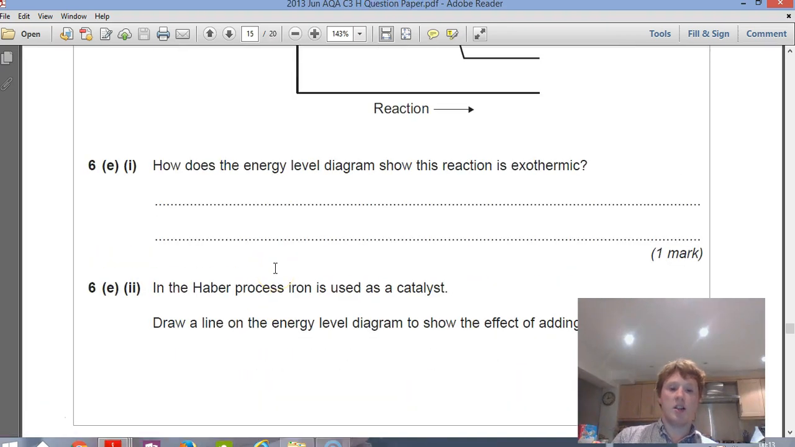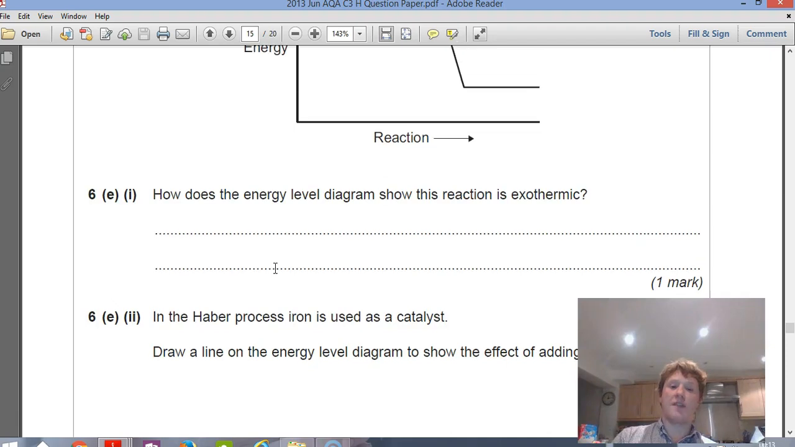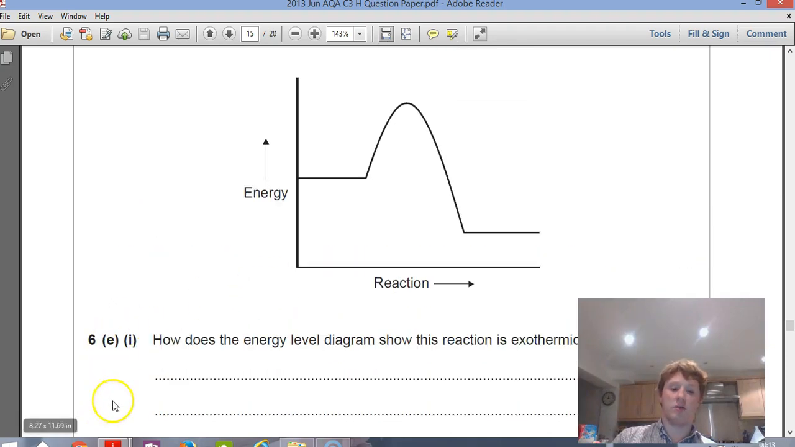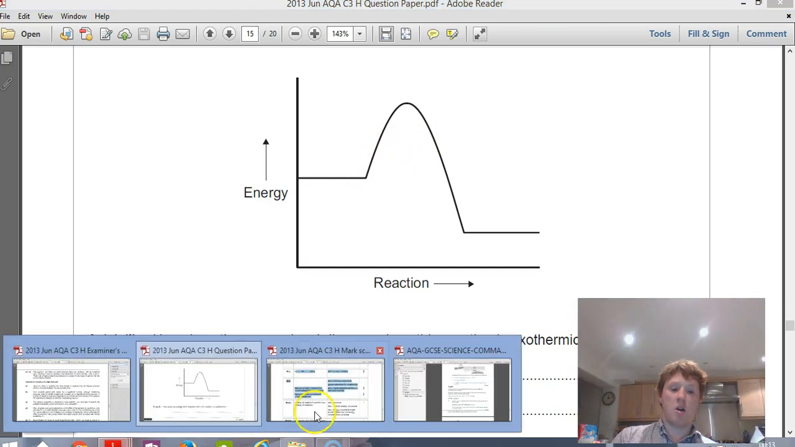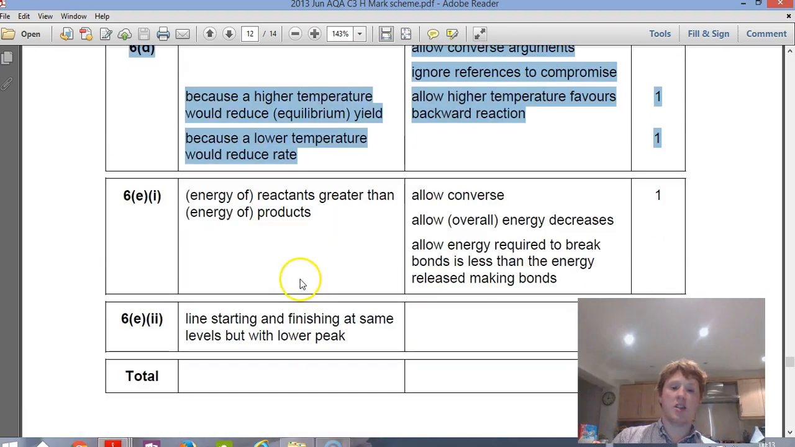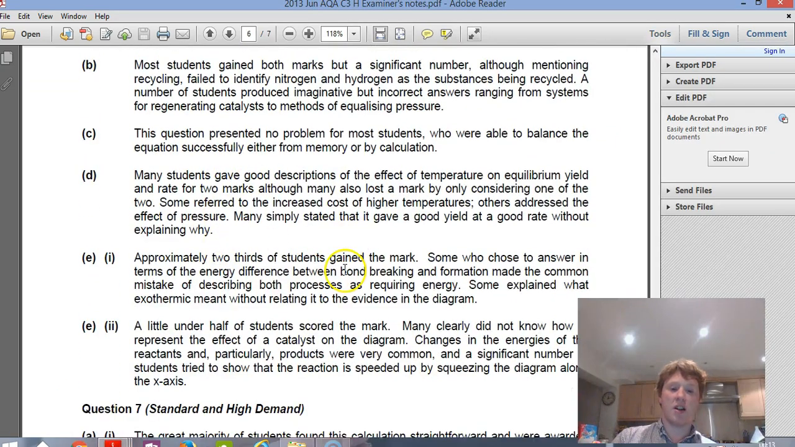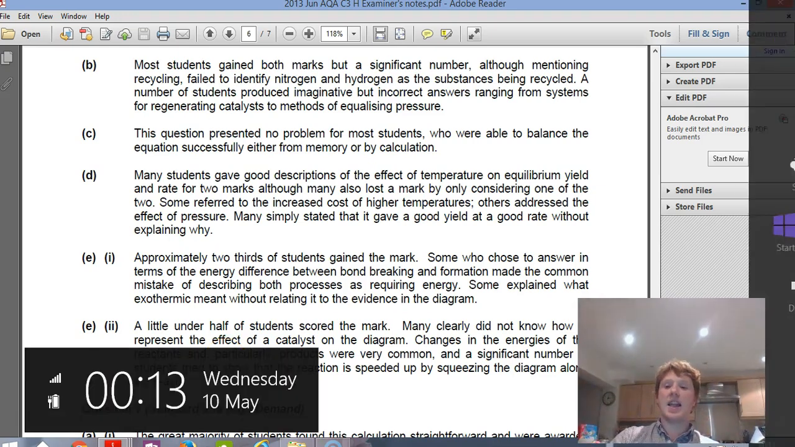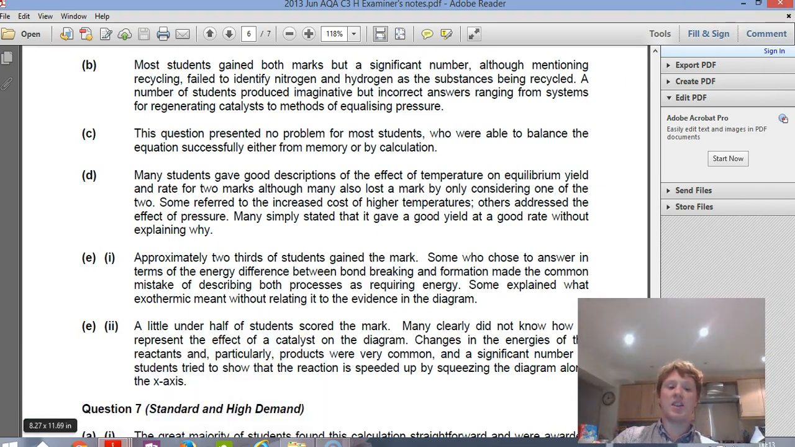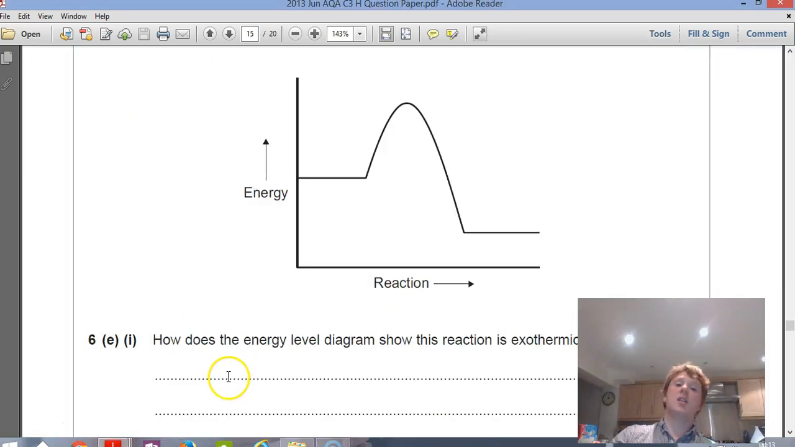Right. Iron catalyst. Draw the effect of a catalyst. Go. Right. You should draw a hill that's smaller than that hill. And the mark scheme says line starting and finishing at the same levels but with a lower peak. 2/3 got that right, a little under half got that right. So a catalyst makes a reaction easier by reducing the activation energy.